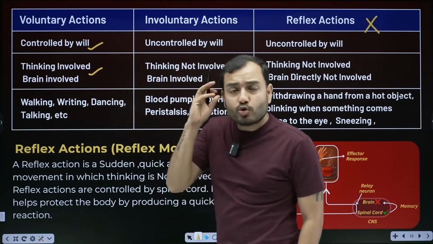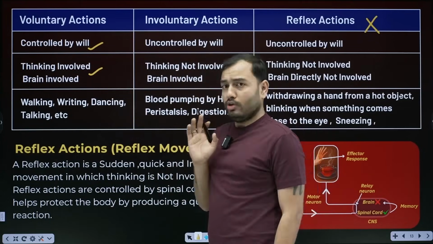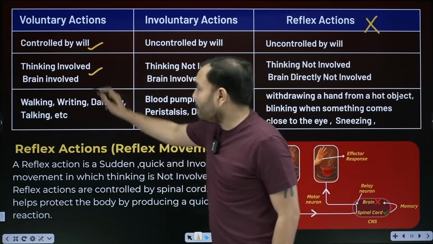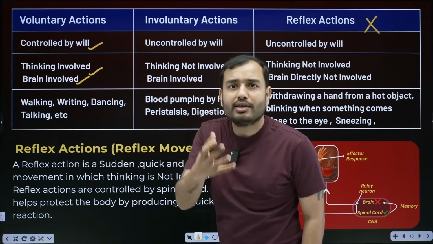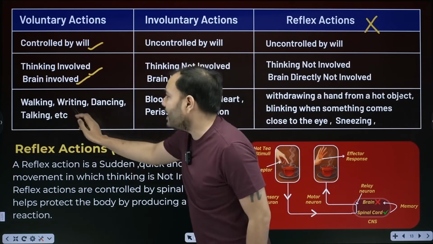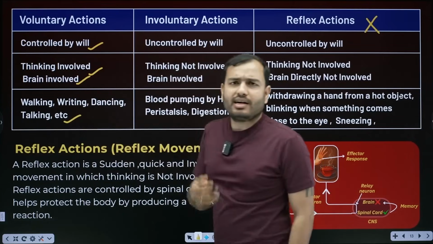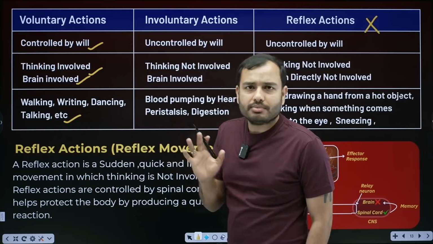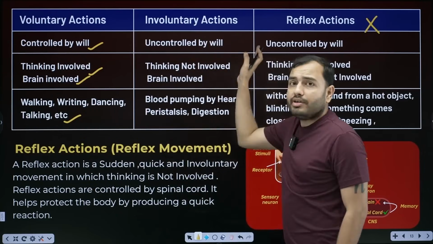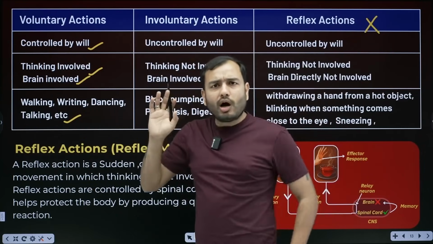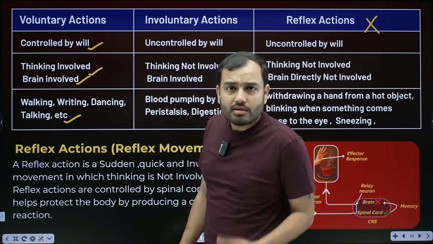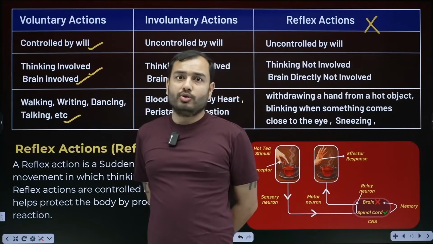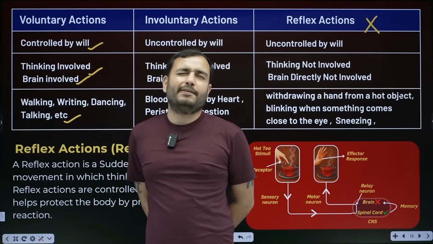Thinking is involved. You think, you understand. I sing very often; I shouldn't sing. You can think. Your brain is involved. The brain says, yes, he wants to sing. Send the signal, let him sing. Like walking, writing, dancing, talking, jumping, running, everything. Okay. The others are involuntary actions, which will happen whether you want them to or not. Like your heart beating. Now, if I think my heart should stop beating, hey brain, stop my heart from beating.